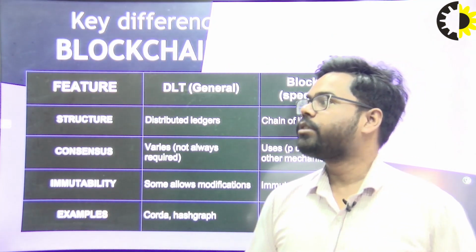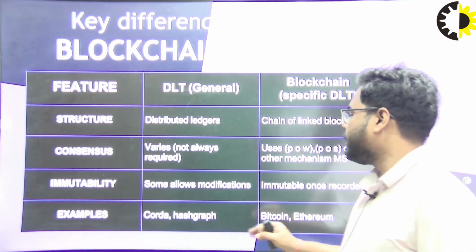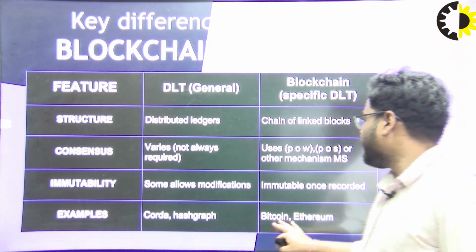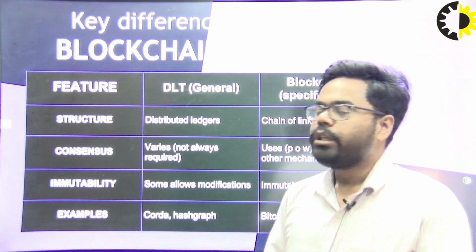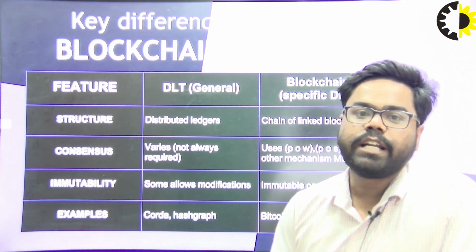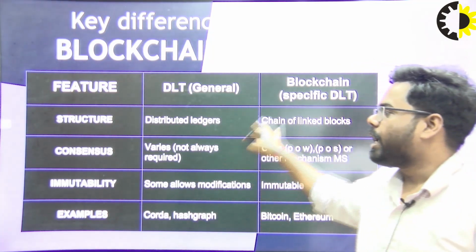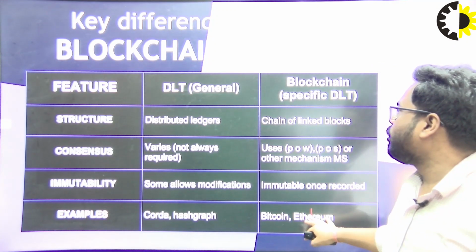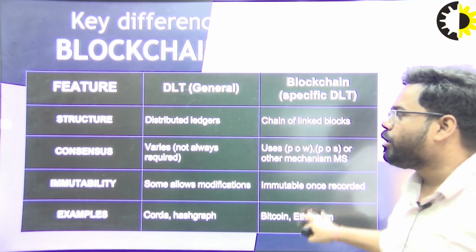Okay, next examples. Corda and Hashgraph are examples of DLT, and Bitcoin and Ethereum are examples of blockchain. So these blockchains are specific DLTs, and the DLTs are normal DLTs. I am saying the normal DLT, and these blockchains are the special DLTs. So special DLTs come under the blockchain.